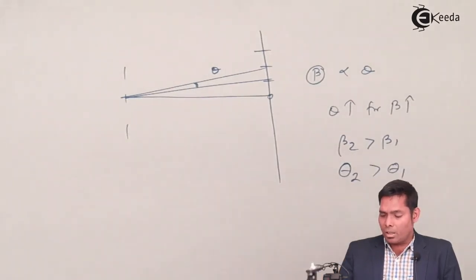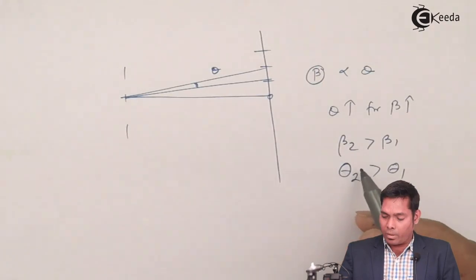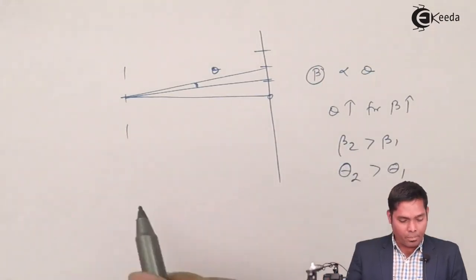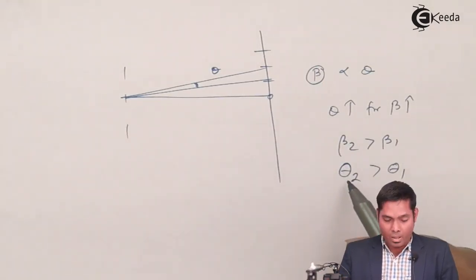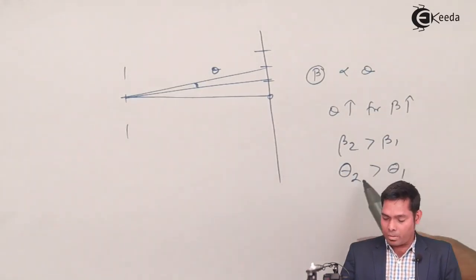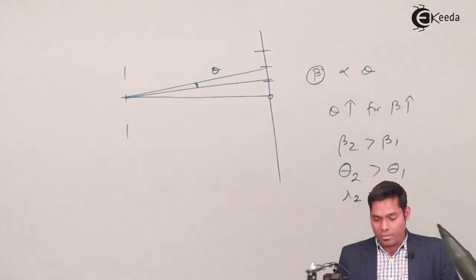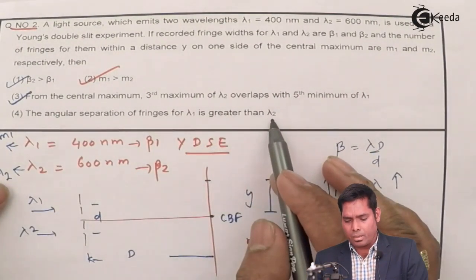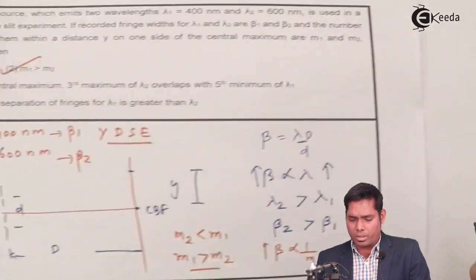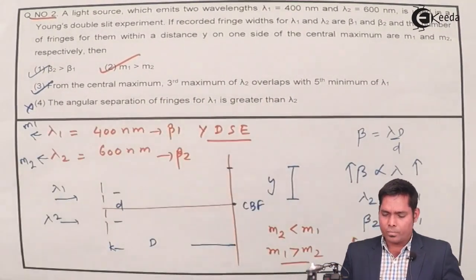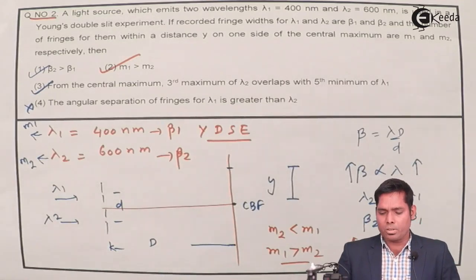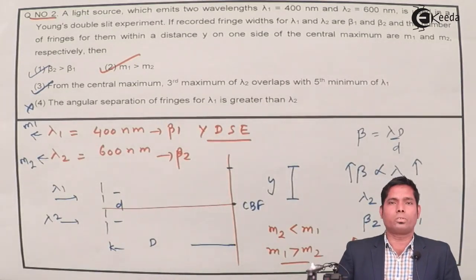This means the angular separation for lambda 2 fringes should be greater than for lambda 1. It is given that lambda 1 is greater than lambda 2, which is wrong. It should be lambda 2 greater than lambda 1, so it is wrong. So these are the three correct options, 1, 2 and 3, for this question. Thank you.